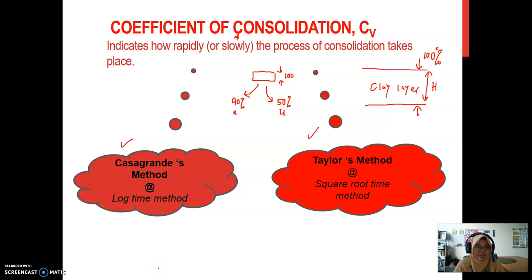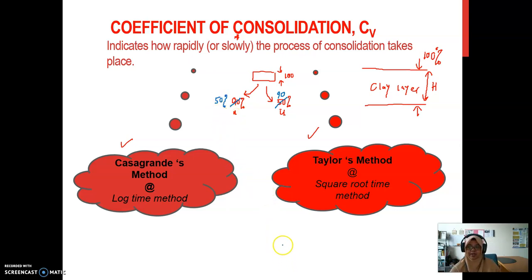So let's continue. We're still on compressibility and consolidation, and we're talking about coefficient of consolidation C sub V. Previously I mentioned that Taylor's method is a method that measures the C sub V at 50%. So I would like to do some corrections. C sub V for the Taylor method is measured at 90% of consolidation, whereas for the Casagrande, it is measured at 50% of consolidation.